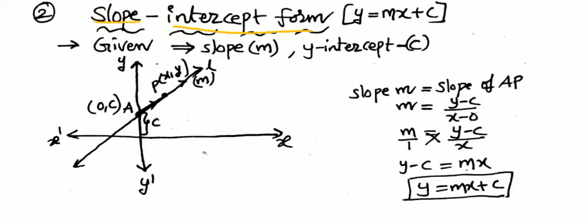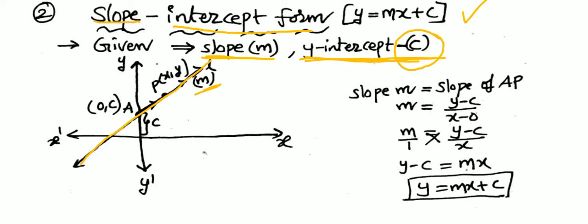Slope-intercept form. Here they will give the slope of the line and the y-intercept c. Then the equation will be y = mx + c. Very important. Look at the diagram to understand this one. X-axis, y-axis. This is my line L. The slope of the line is m. They said the y-intercept is c.